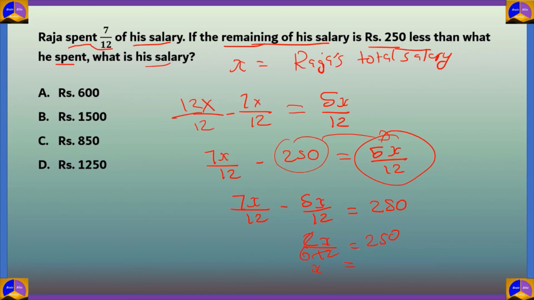Now if we want to find x, we have to multiply 250 by 6. 6 times 0 is 0, 6 times 5 is 30, and I have 3 left, and 6 times 2 is 12, plus 3 is 15. We get 1,500 as x, which is Raja's total salary, which is also what the question asks. So the answer is option B, rupees 1,500.